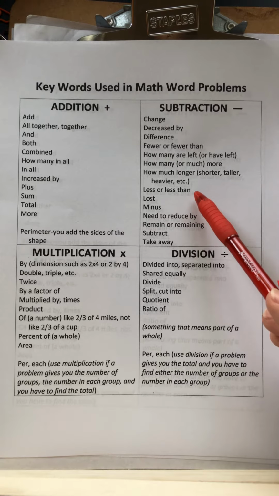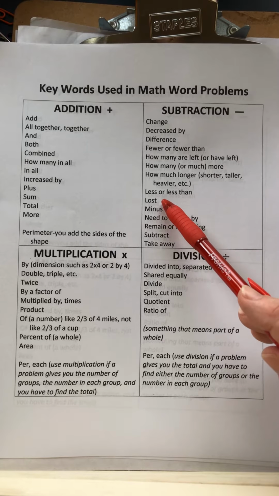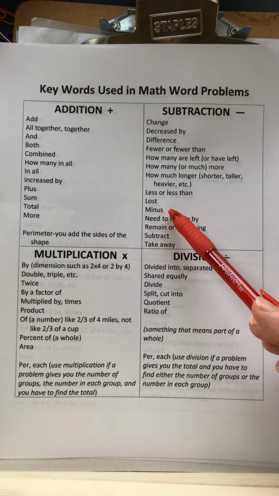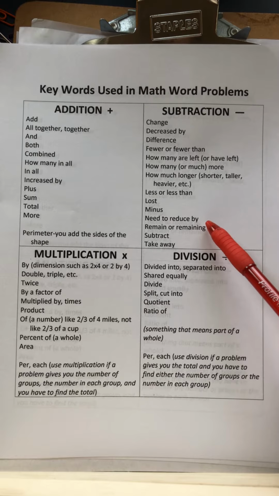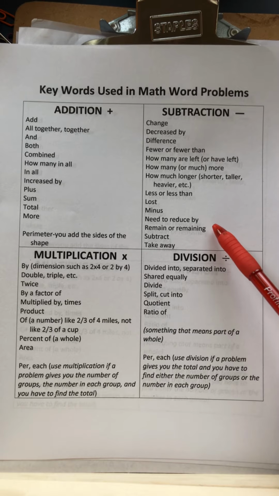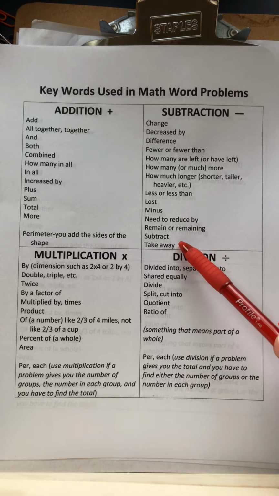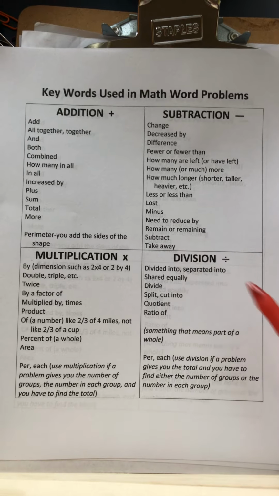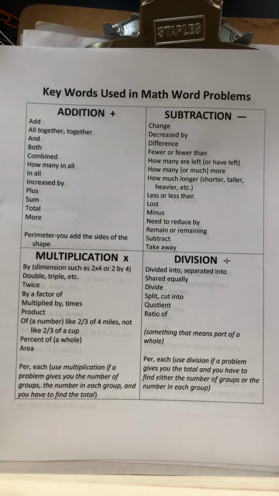If it says less or less than, or someone has lost something, that means the amount is going to get smaller. Minus means subtraction. If it says we need to reduce an amount by a certain amount, then that's going to be subtraction. If we ask how much remains or how much is remaining, of course subtract means subtraction, and so does take away. Let's look at multiplication and division.